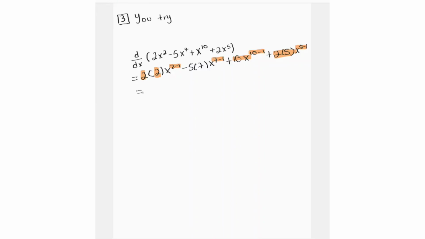Now we can see that the result is going to be 2 times 2, 4x, minus 5 times 7, which is 35x to the power of 6, plus 10x to the power of 9, plus 10, because 2 times 5 is 10, x to the power of 4. And this should be the answer.